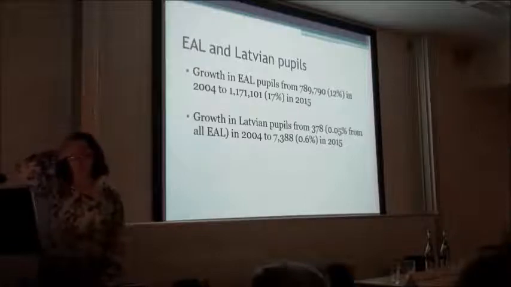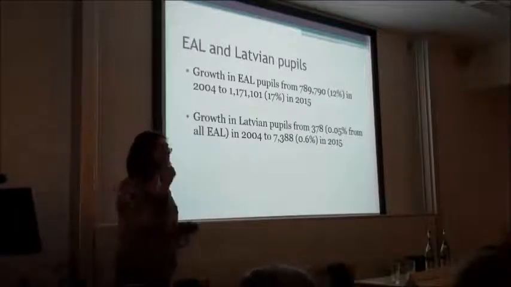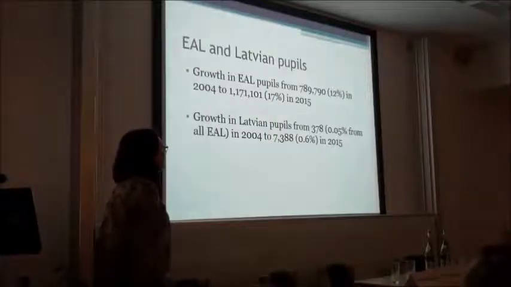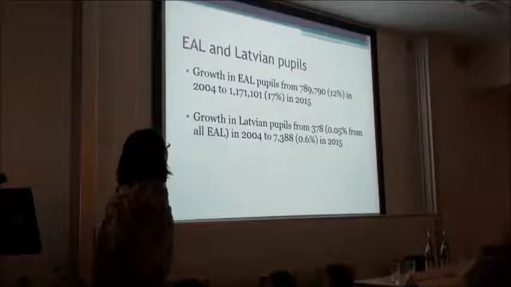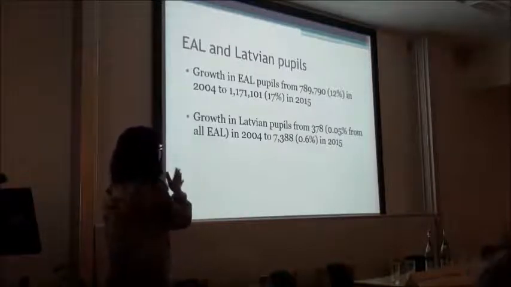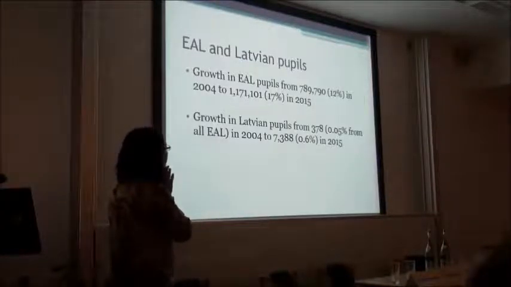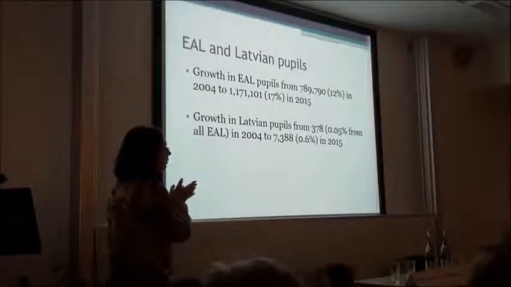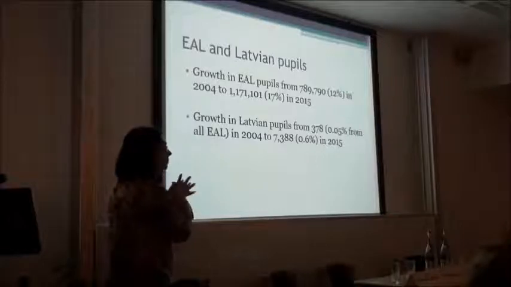Now if you look at Latvian, and by Latvian I mean children from families where parents identified Latvian as their home language. There is growth overall from 2004 up to 2015, and it probably continues growing, the number of EL, English as an additional language pupils. It was around 12% of the overall population in schools, and now it's 17%.